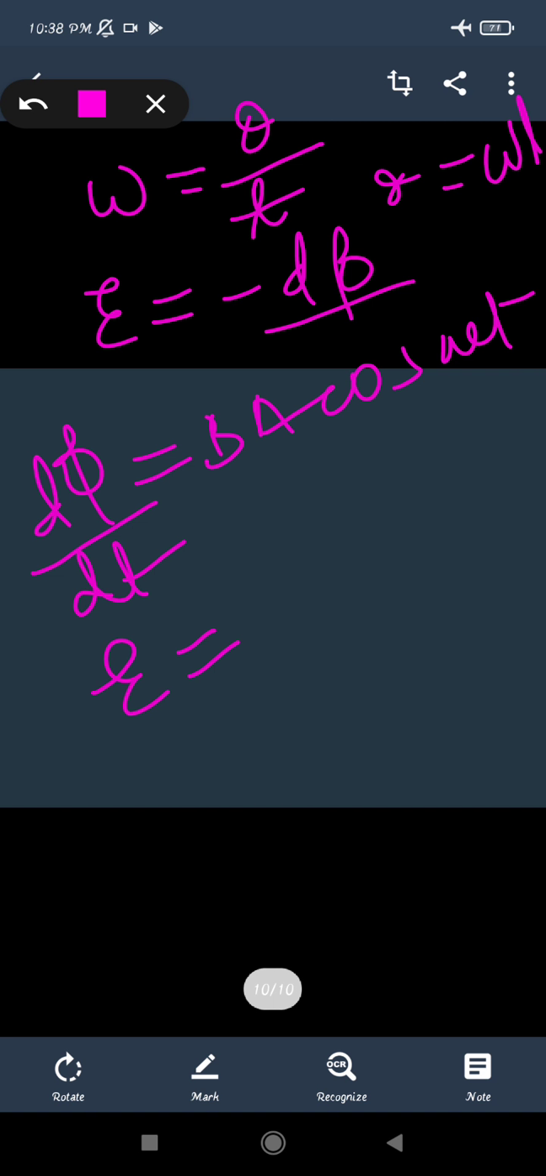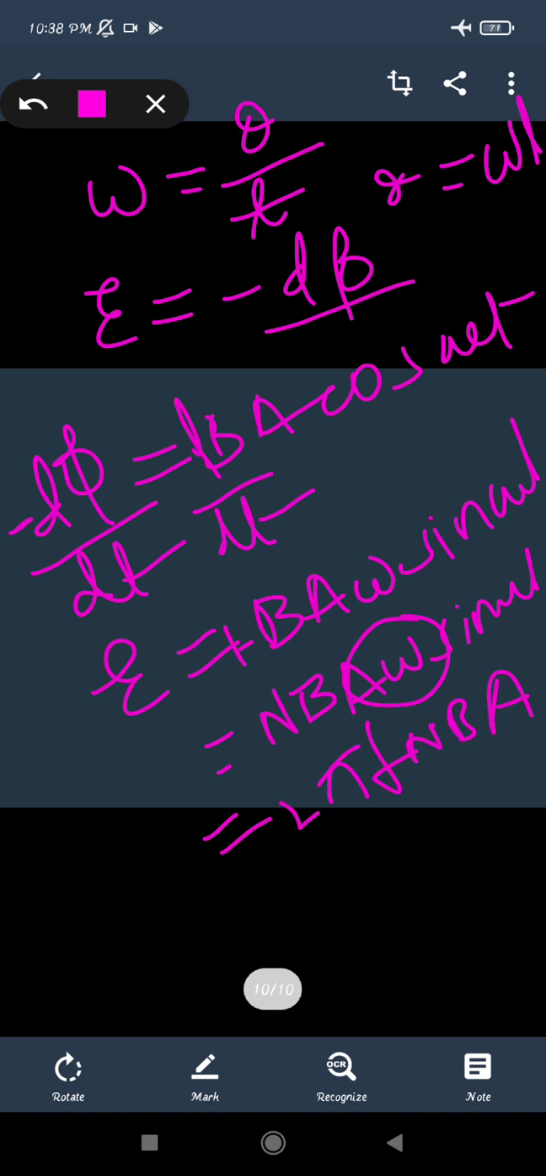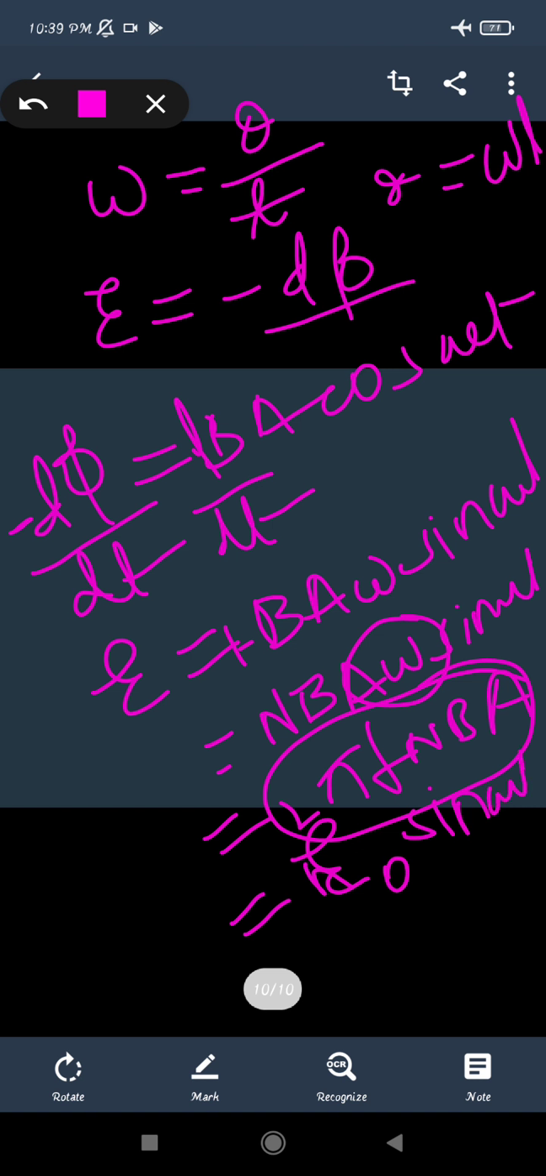So the induced EMF will be the differentiation of BA cos omega t. BA will remain the same, omega will come to the front, and it will be sin omega t, and the derivative of cos is minus. This minus will become plus, so it is BA omega sin omega t. Similarly, if the number of turns is N, then it will be NBA omega sin omega t. And if we take omega as 2 pi f, then it will be 2 pi f NBA, and this can be written as epsilon naught. If we take this value as epsilon naught, then it is epsilon naught sin omega t.